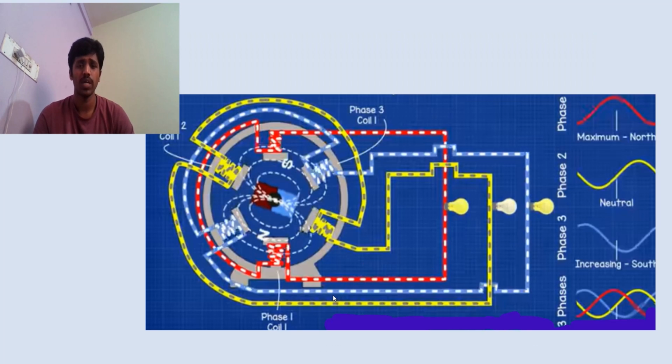Coming back to our topic, in order to improve the performance of electric appliances, we use another set of coils. This other set of coils is 120 degrees apart from the first set of coils. So you can observe there is a difference between the two phases, and it will cause a flicker. Hence we introduce one more set of coils.